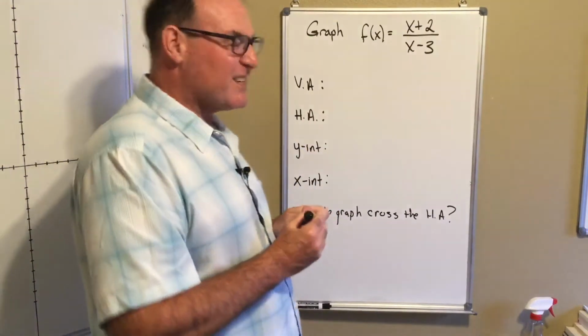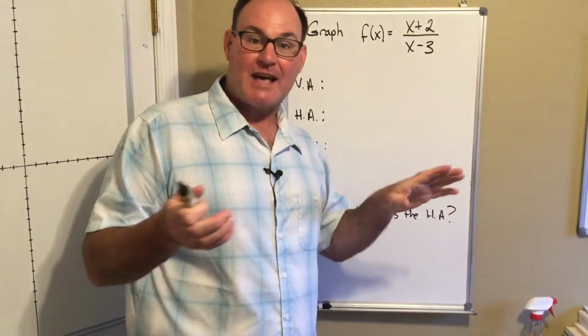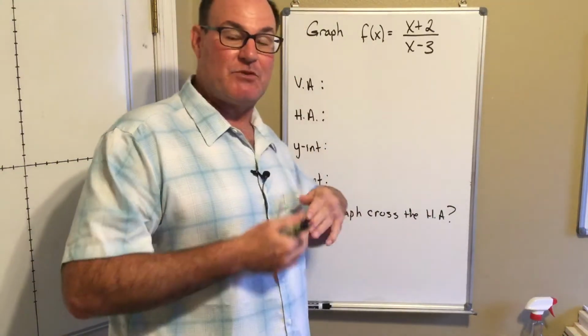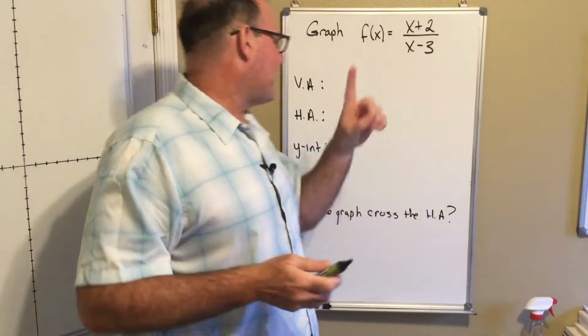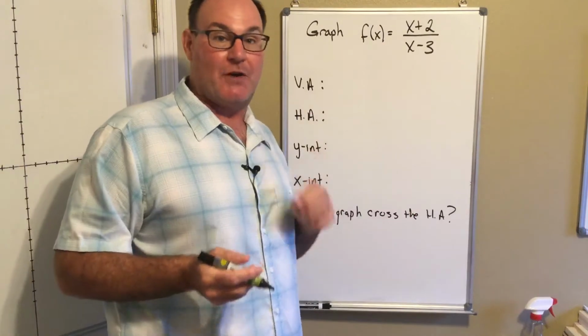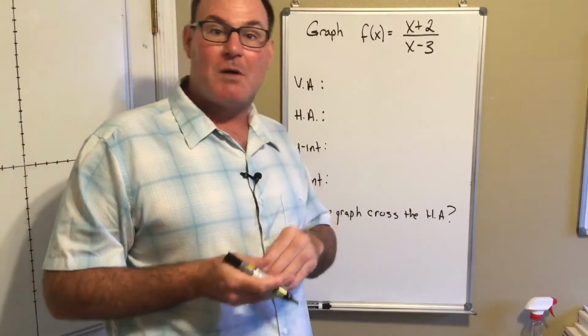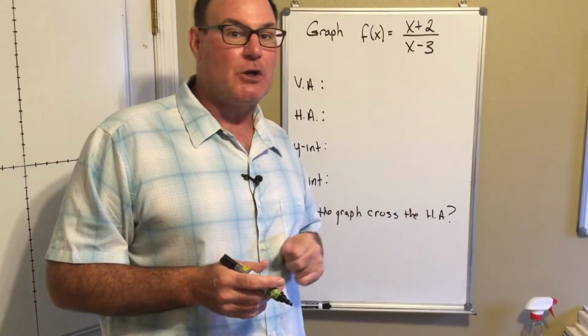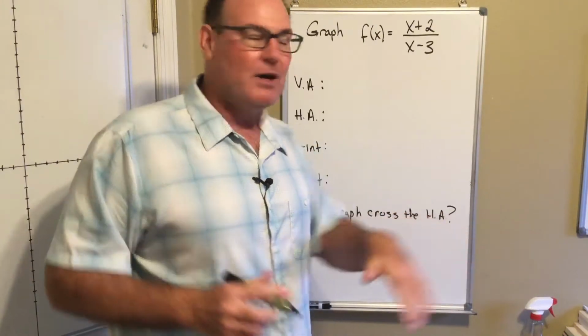So there are 6 steps. On your test, I am going to outline the 6 steps. You do not have to memorize these. Step number 1, as we already talked about, was vertical asymptotes. Vertical asymptotes, remember, happen where the denominator is 0. A graph will never go through the vertical asymptote.